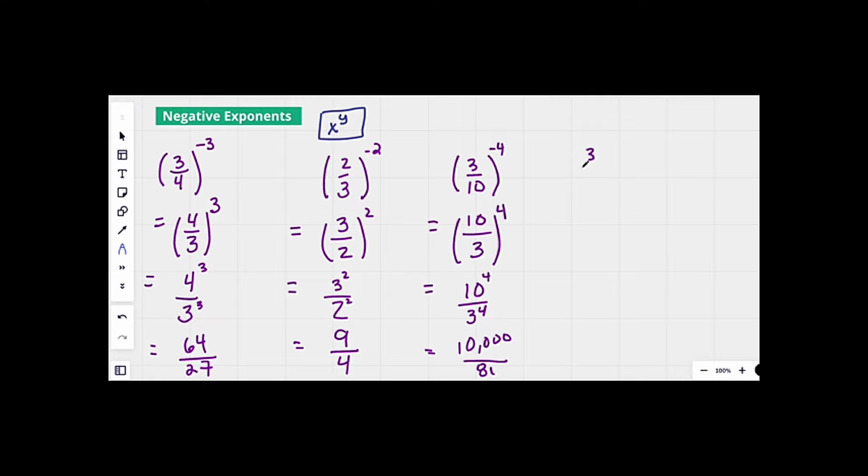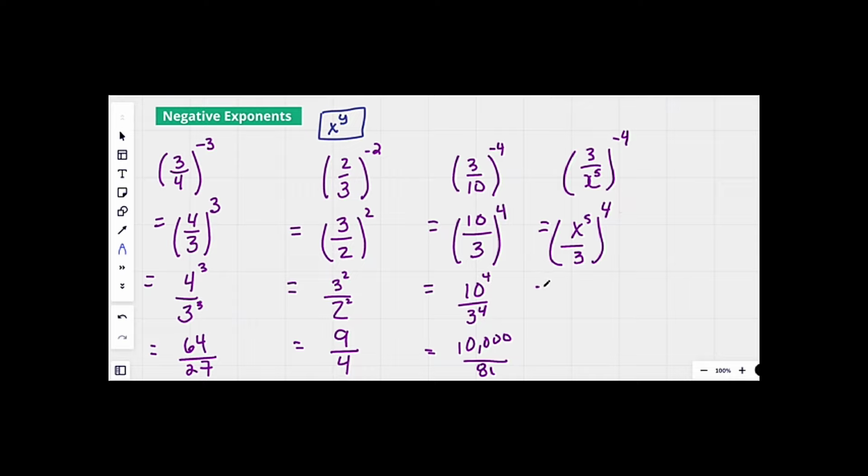Okay, let's have one more question, but this time we're going to have a variable in there. So what if we have something like 3 over x to the power of 5, all to the power of negative 4? Okay, so now this is using a little bit of both. So power of power, but also a negative exponent. So step number 1, nothing changes. We're going to flip these so that the bottom is at the top and the top is at the bottom. So this becomes x to the power of 5 over 3. That was step number 1 to get rid of the negative.